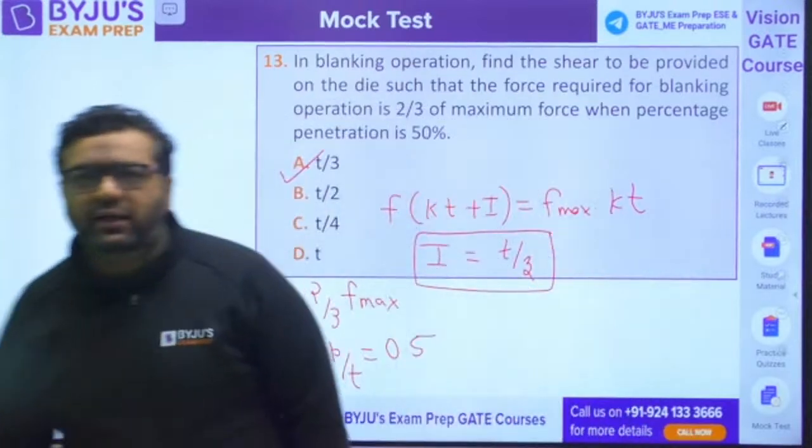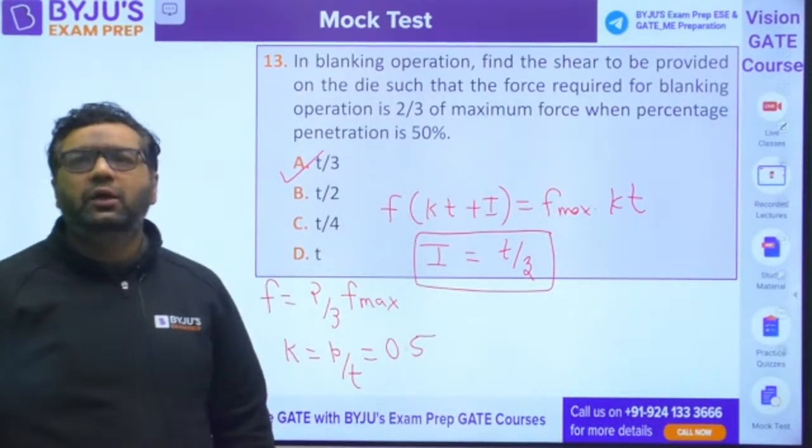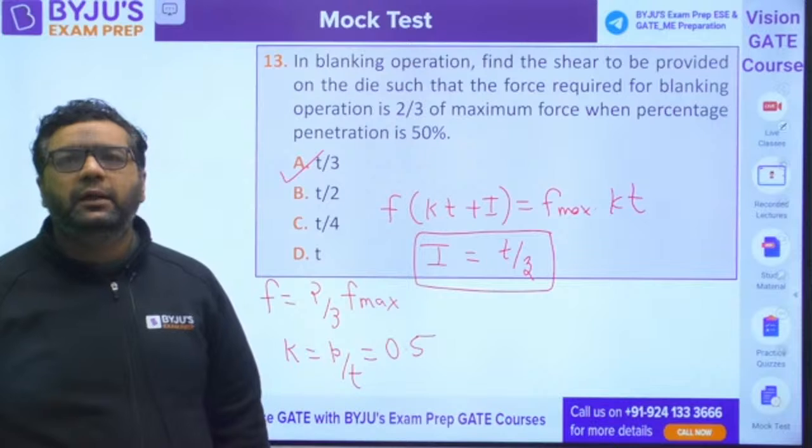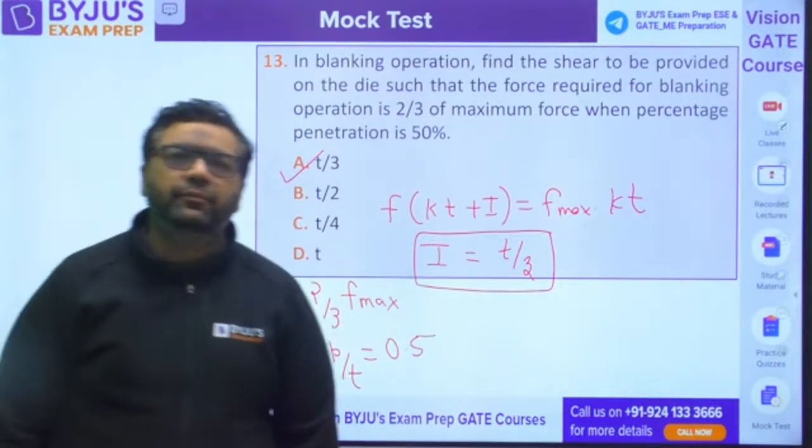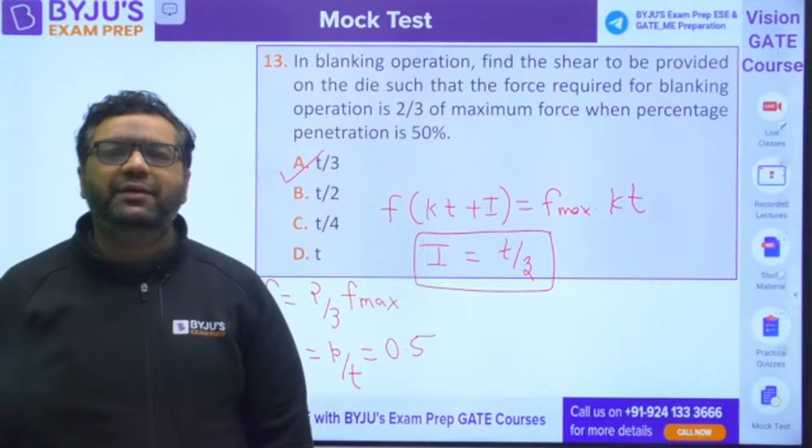Very good, Abhishek, Gaurav, Rohan, Dongre. Everybody is getting it. Teja, Krishna, please tell me. Everybody is getting the same?